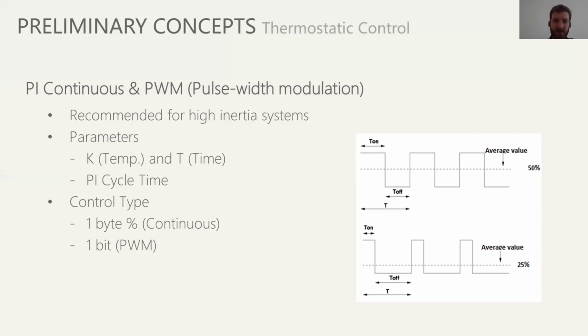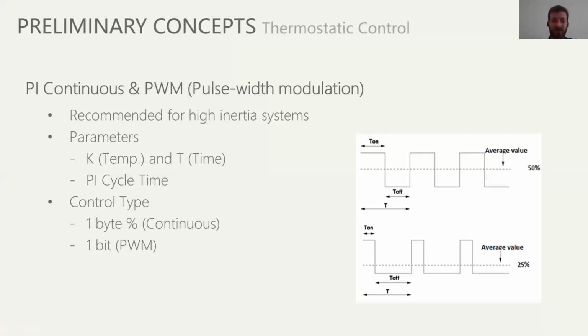This is recommended as opposed to 2 points with hysteresis. This is recommended to be used with high inertia systems. So this would basically be any device that's not putting air into the room. So usually, again, we are speaking in general terms here, radiators and underfloor heating would be high inertia systems because they take a long time to produce changes in the room.